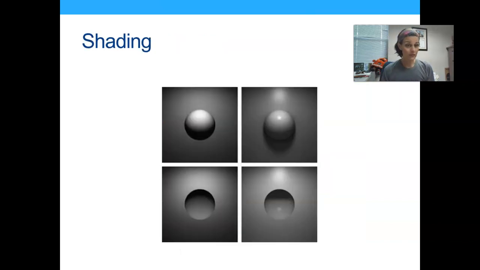Shading is pretty straightforward. We can use light to highlight areas that we want to pop out. We can use shading or darker colors or contours to create areas that are concave, areas that go inward, to create some additional depth and distance.